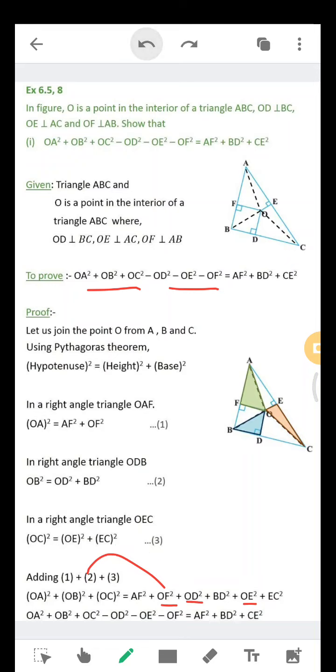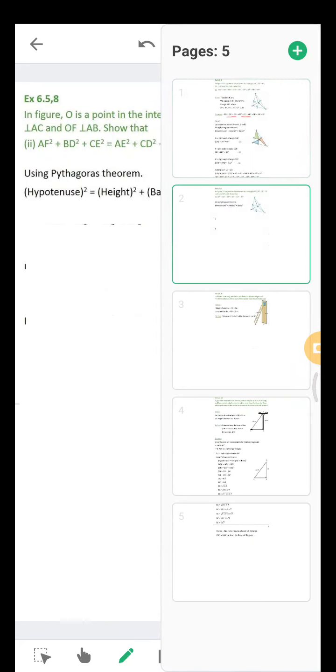So what remains on the right hand side? Remains only AF, BD and CE whole square. So this is the way we can prove this easily. There is another bit in this question which we have to prove, so let's go for that.